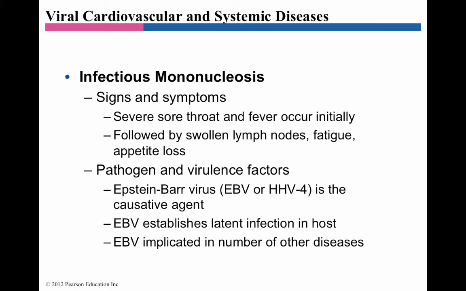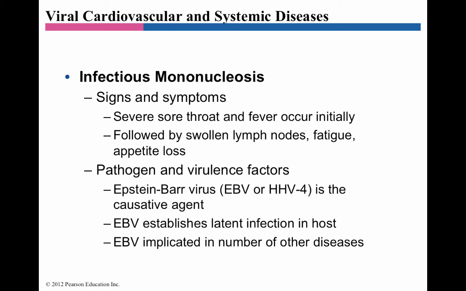As far as how you get this, it is usually occurring by saliva. That's why they call it the kissing disease. And during sharing of drinking glasses or utensils. This virus will initially infect the epithelial cells that line the throat, and the salivary glands. And then it will eventually enter the bloodstream and infect B cells.